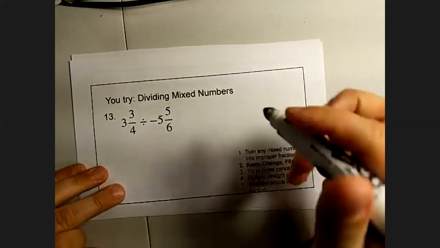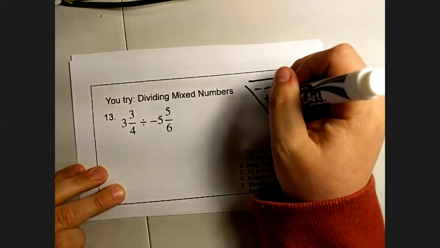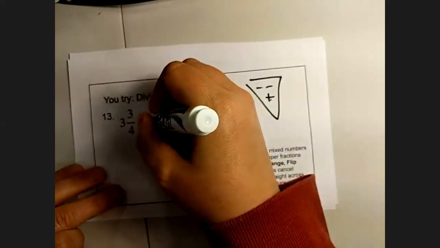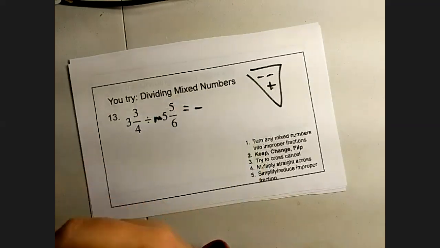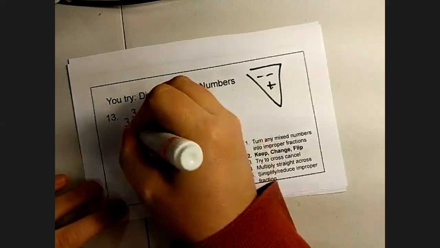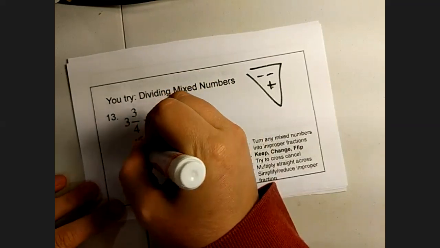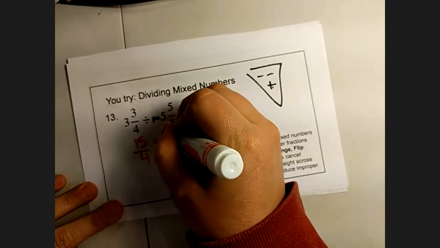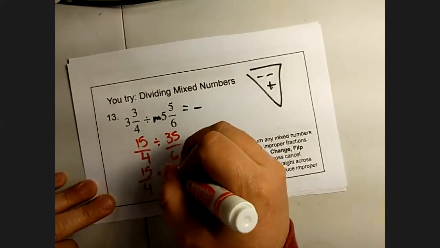I notice in this question I have one negative and one positive, so I know using the rules for multiplication and division, one negative and one positive leaves a negative answer. So I know my answer is negative, and then I'm going to get rid of that. So what I've got to do now is make these improper. So improper fractions, 4 times 3 is 12, plus 3 is 15 over 4, divided by 35 over 6. Now we need to flip these, 15 over 4, keep it, change and flip.